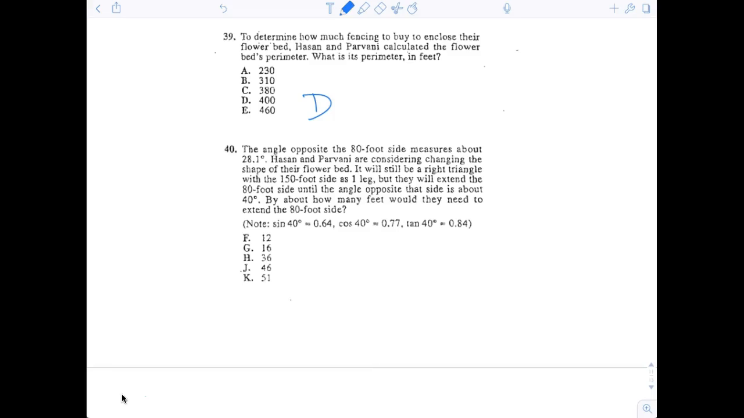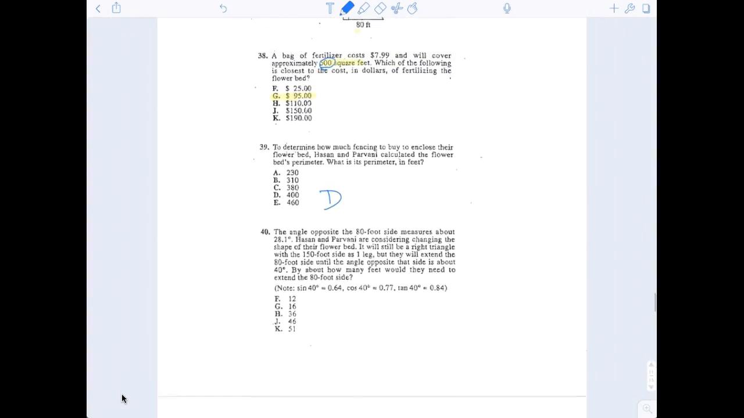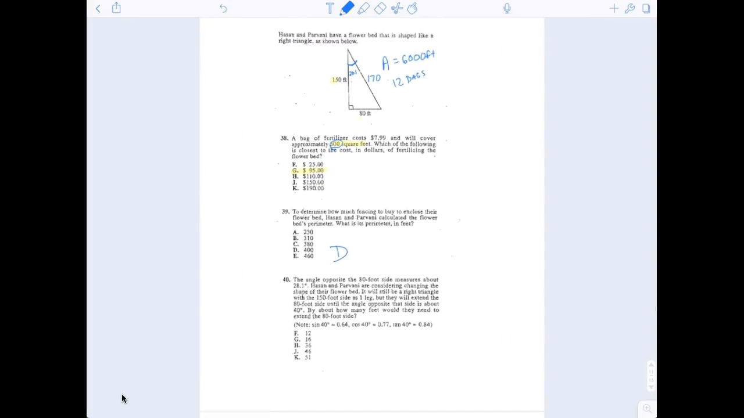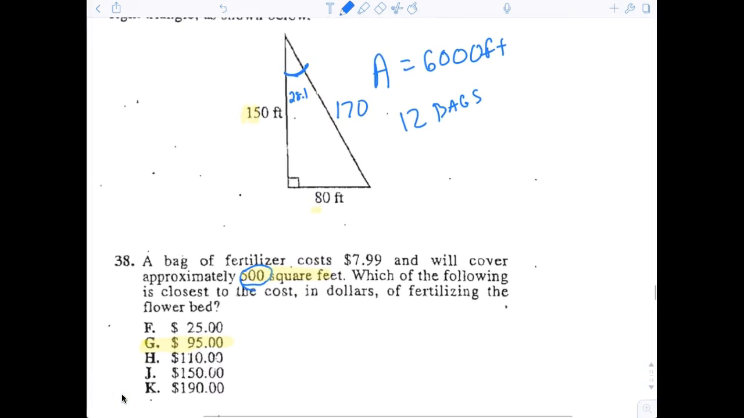Now it says Hansen is considering changing the shape of their flower bed. It will still be a right triangle with the 150-foot side as one leg, but they will extend the 80-foot side until the angle opposite that side is about 40 degrees. By how many feet would they need to extend the 80-foot side? Okay, so this is what we got here. This is a pretty good question.